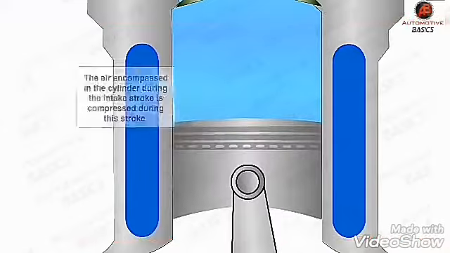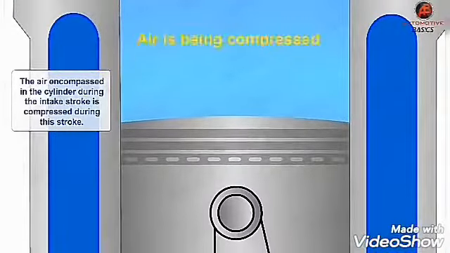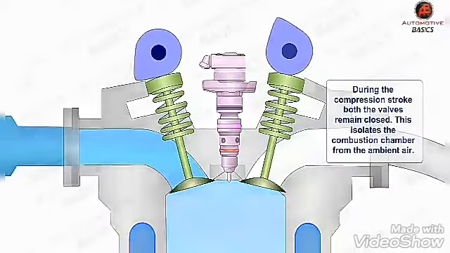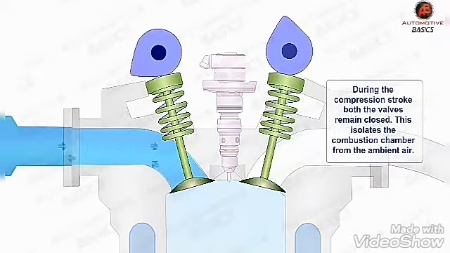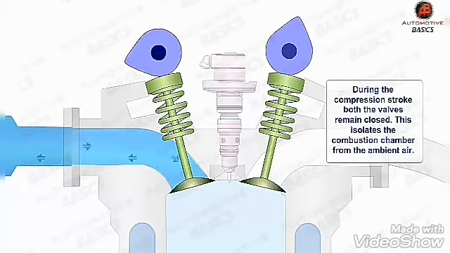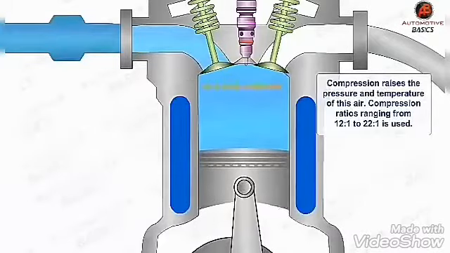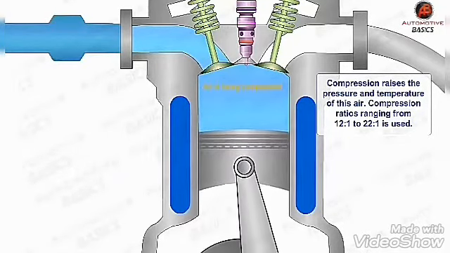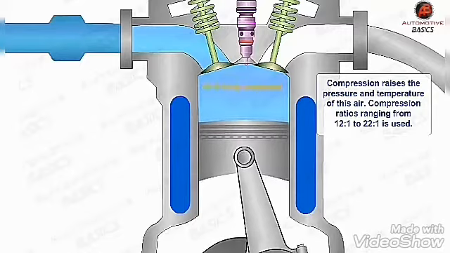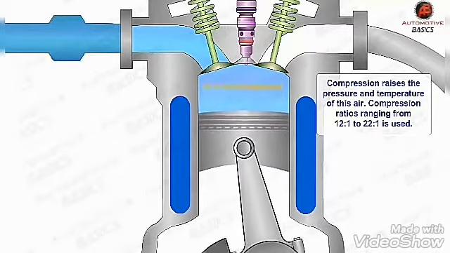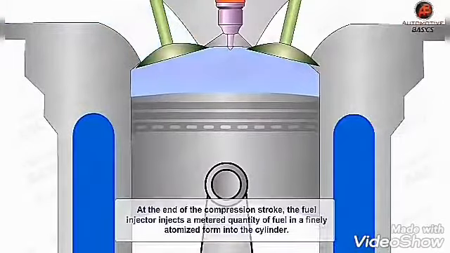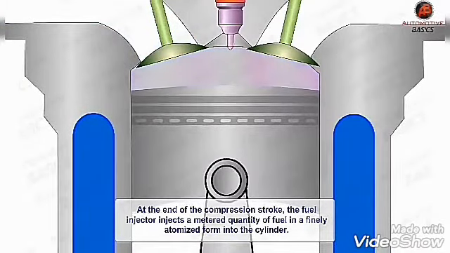During the compression stroke, both the inlet valve and the exhaust valve are closed, and the piston begins its upward journey from bottom dead center to top dead center. During this time, the air is being compressed. Remember, when you compress air, the higher the pressure, the higher the temperature. The more the air is compressed, the higher the temperature gets, and it becomes very, very high.